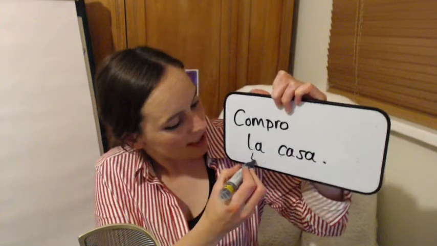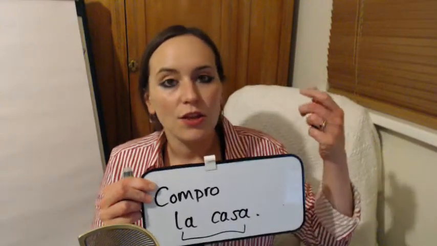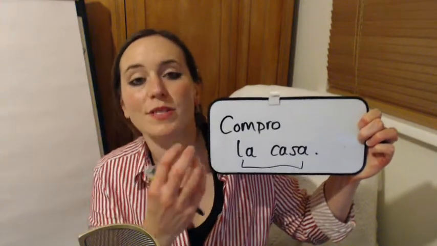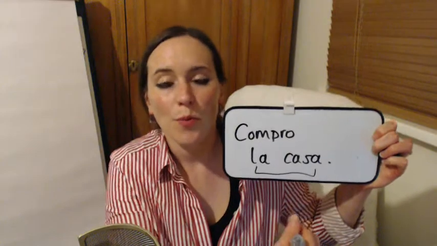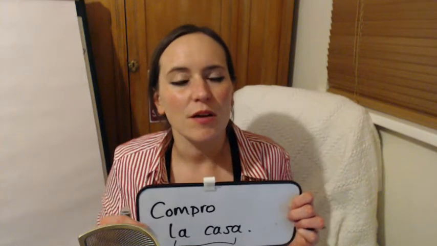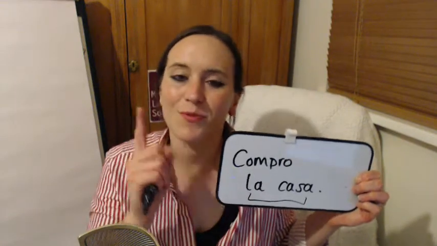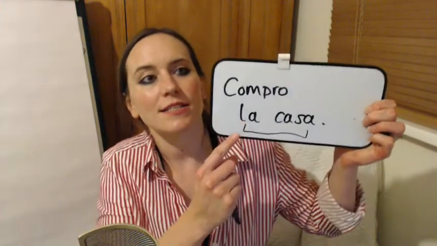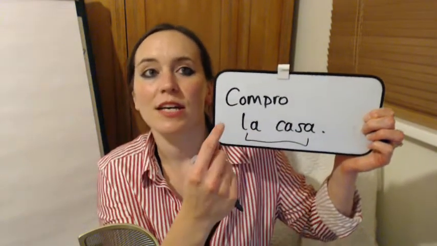Now the object is this, la casa. So it's the thing or the person in the sentence that the action or the verb is acting upon. So the subject performs an action upon the object, if you like. It's not always that simple or that obvious, but I think from the examples that I show you, it'll become more obvious. So a pronoun replaces a noun or a person, so a thing or a person. The object is the part of the sentence or the phrase which is having an action performed upon it, so the house is being bought.